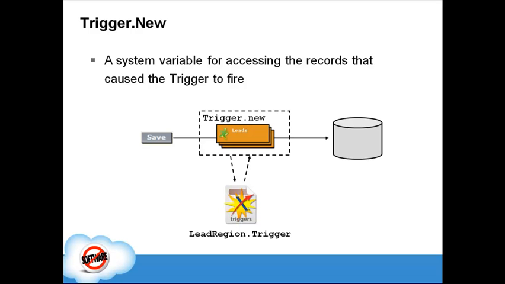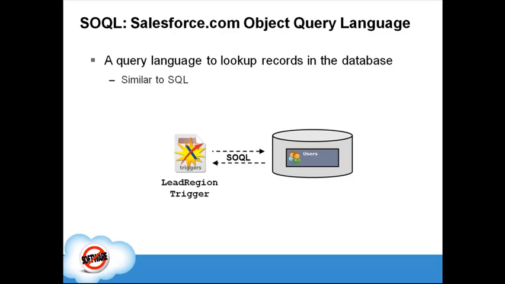The lead won't yet contain the owner region value though, right? That's correct. We're going to need to query the database to get that value because it exists on a different record. That is where the Salesforce.com object query language, or more commonly referred to as SOQL, comes in. SOQL is based on SQL, the structured query language, the standard language for relational databases.